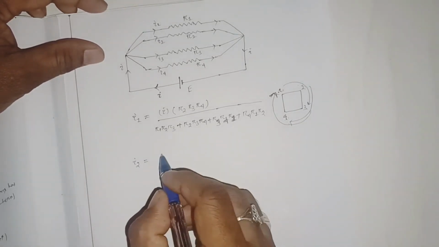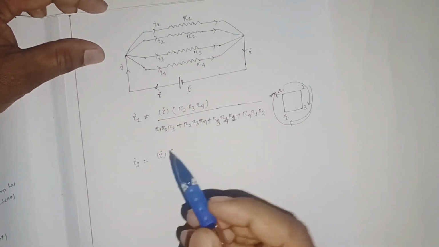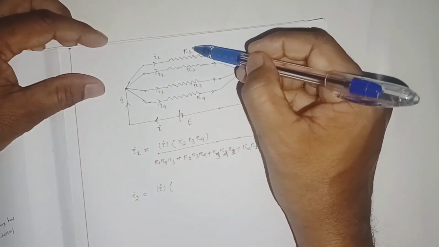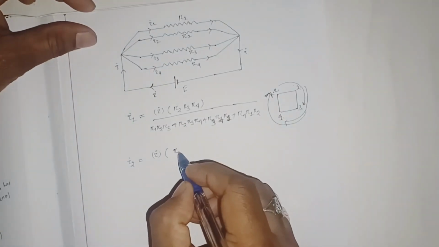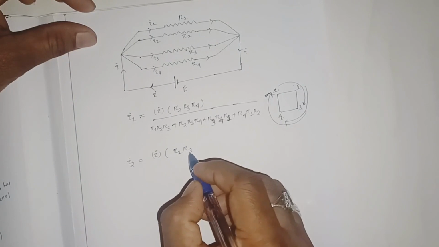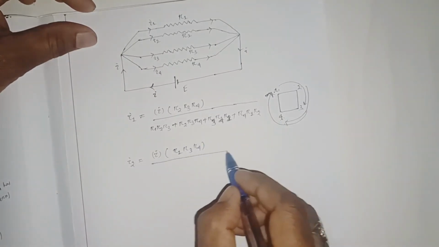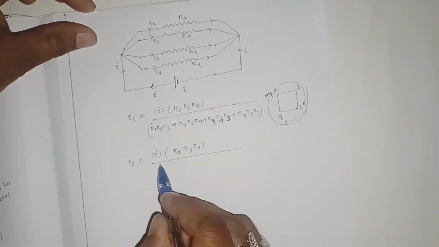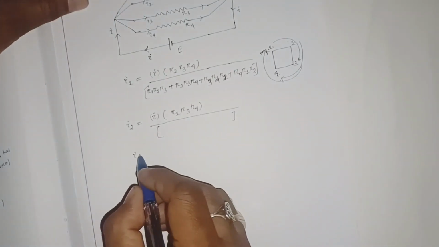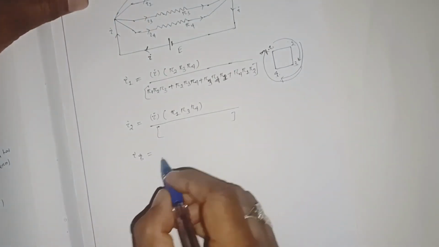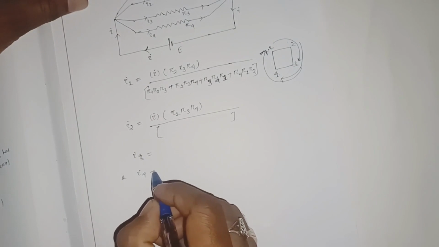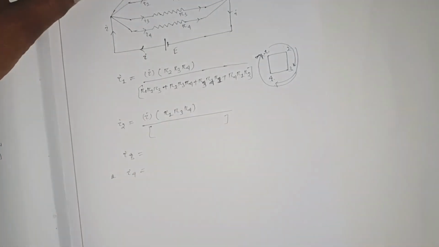Likewise, I2 will be total current I into, except R2, the multiplication of R1 R3 R4, whole divided by this term. Likewise, I3 and I4 we can get by this method.